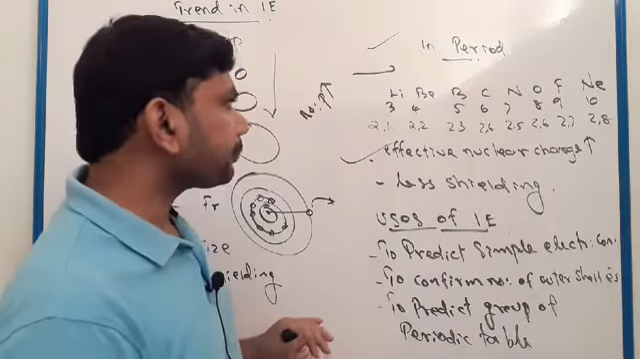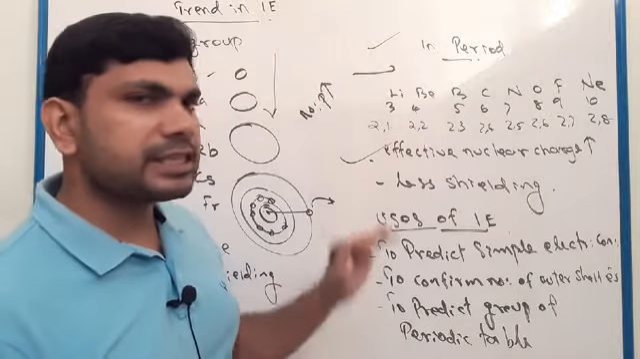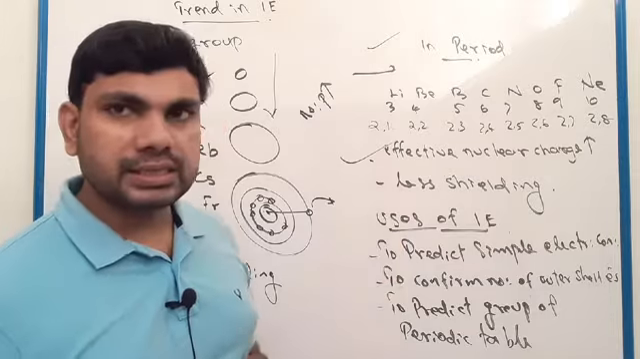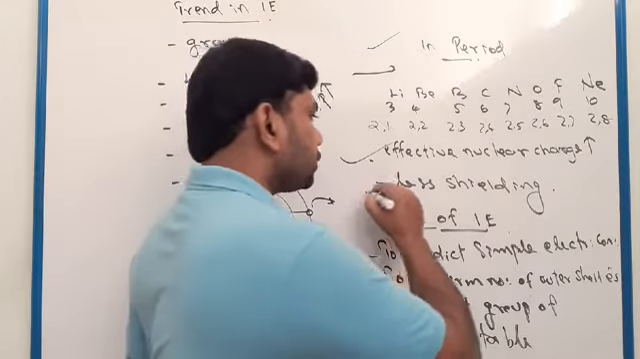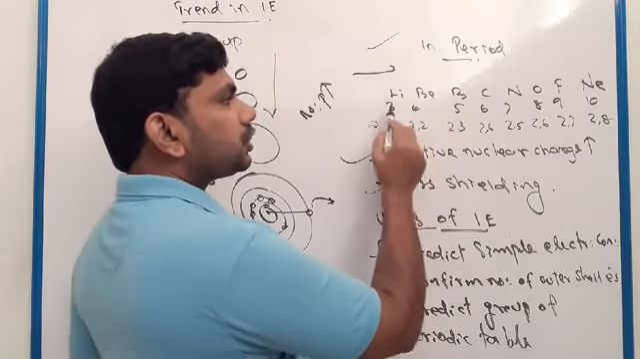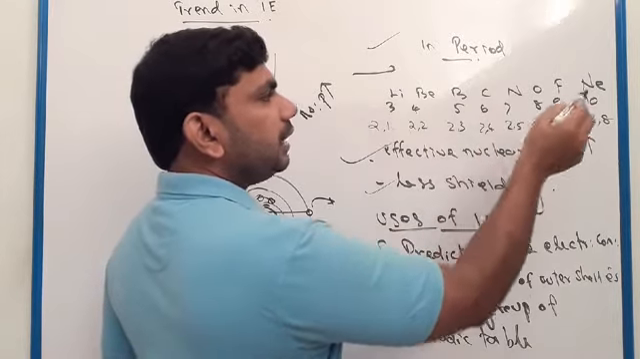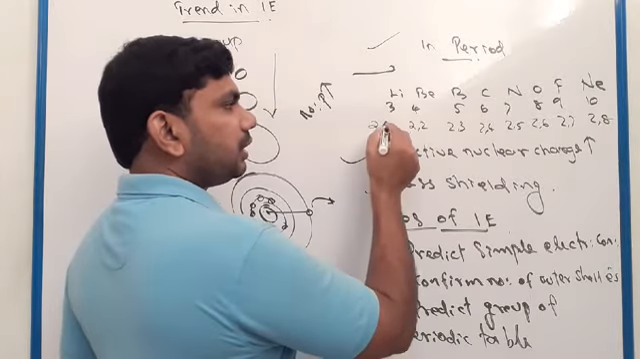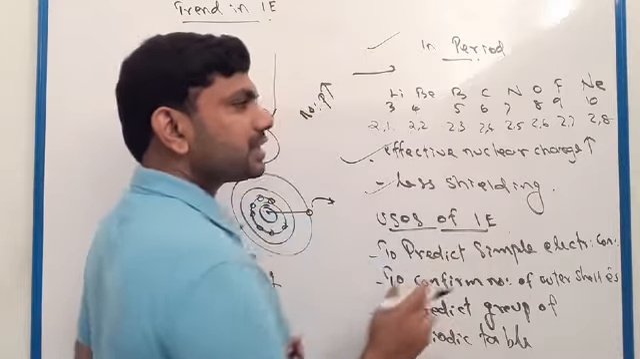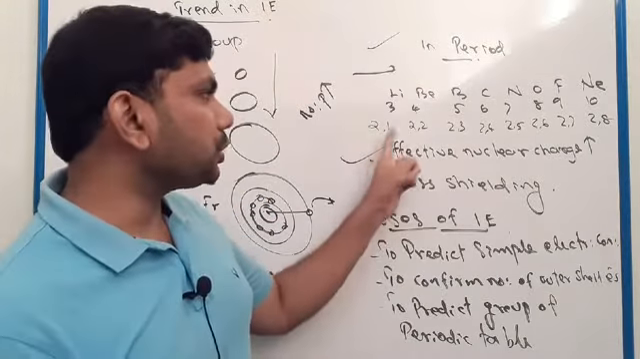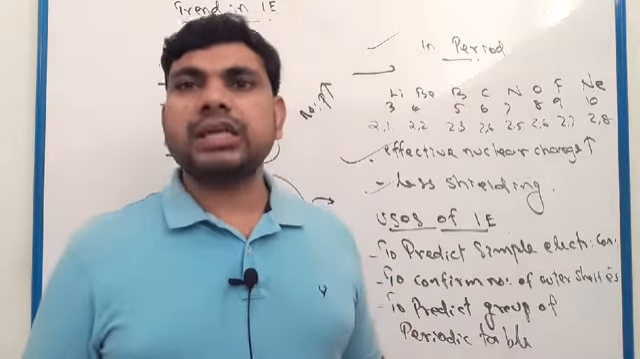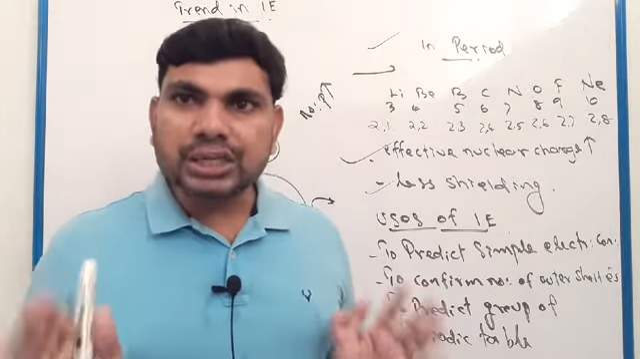This is one reason. From left to right in a period ionization energy increases. What is the reason? First reason, effective nuclear charge increases. Second reason, less shielding. Okay, look here, atomic number 3, 4, 5, 6, 7, 8, 9, 10. Here the electronic structures are 2,1; 2,2; 2,3; 2,4; 2,5; 2,6. So the number of shells is not increasing.